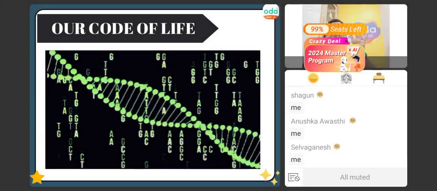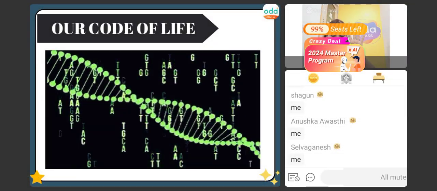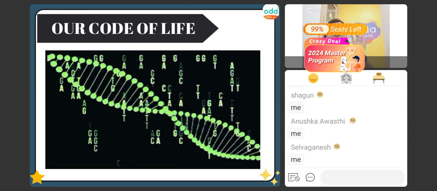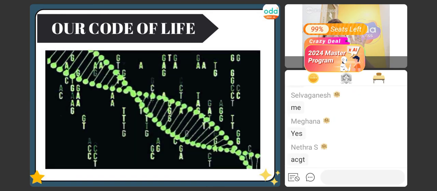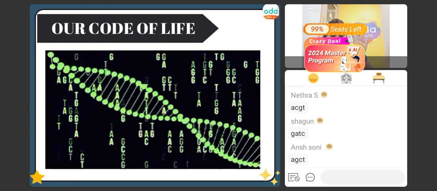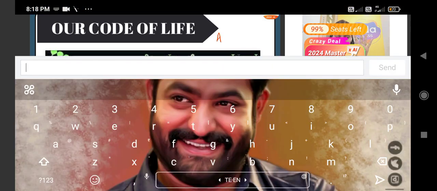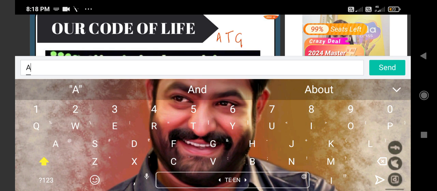Can you see 4 alphabets here? Tell me in the chat box quickly, which are the 4 alphabets that you can see? You can see A, T, G, and C.